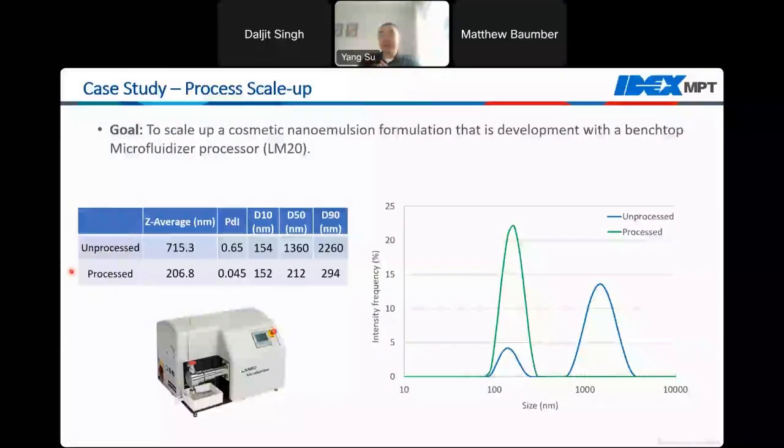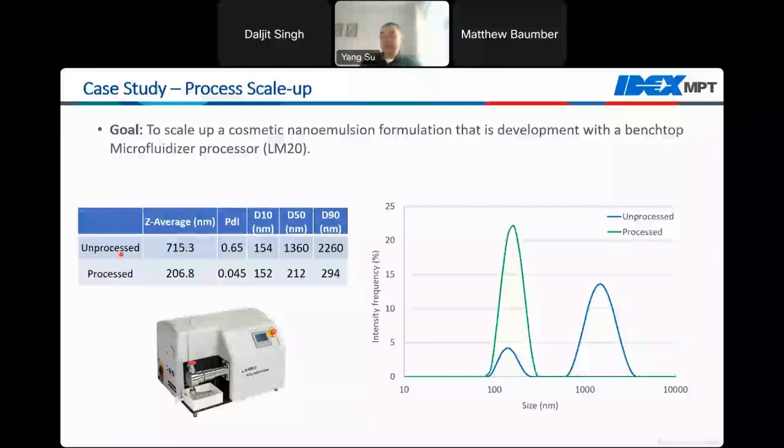Okay, my last example is a scale-up example. I hope to use this example to demonstrate the scalability of the microflash technology. So here the goal is pretty straightforward: to scale up an emulsion formulation that was developed for a cosmetic product. The formulation and the process were developed using a benchtop microflash processor, which in this case was an LM20 microflash processor.